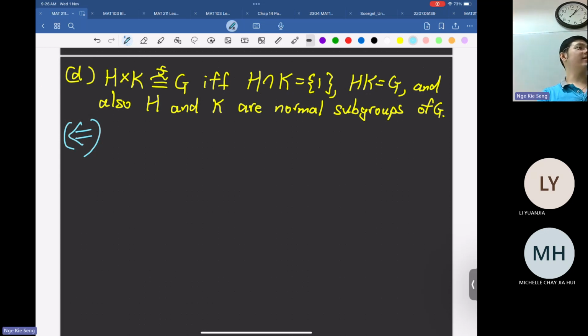So if I already know the intersection is the identity, I know that F is injective already. I know that HK is equal to G, meaning my F is surjective, because the image of my F is HK, and the image equals the codomain, meaning F is surjective. So there's only one thing left to prove. I know F is injective, I know F is surjective, I need F to be a homomorphism.